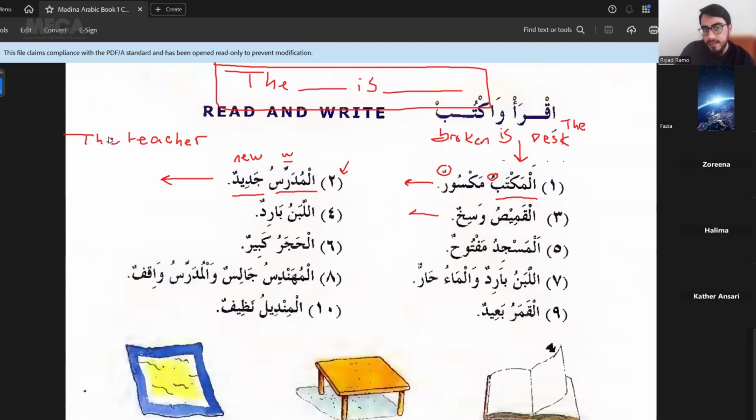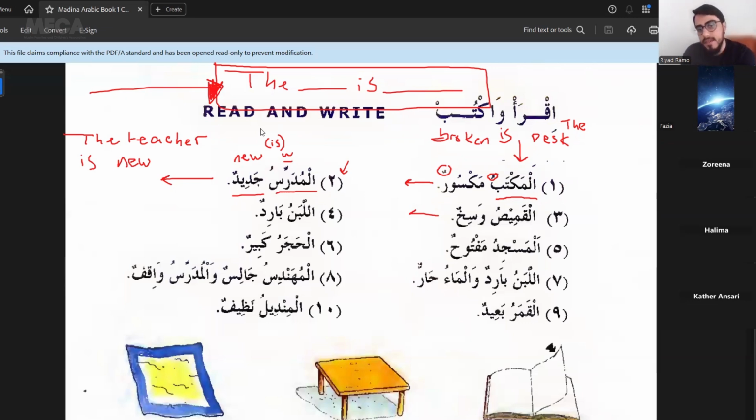The teacher is new. Al-mudarisu jadidun. Al-mudarisu is the teacher. There's like an invisible "is" here; there's no "is" in Arabic here. Al-mudarisu, the teacher, is jadidun, new. So all of this here is "blank is blank." That's all we're doing right here. Okay? Al-mudarisu jadidun. The teacher is new.